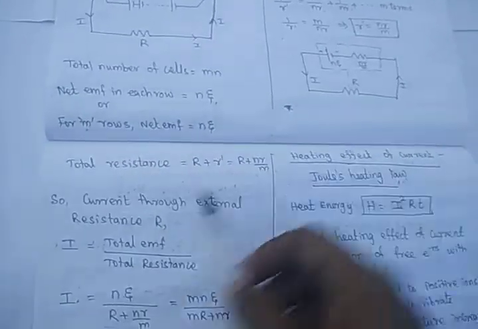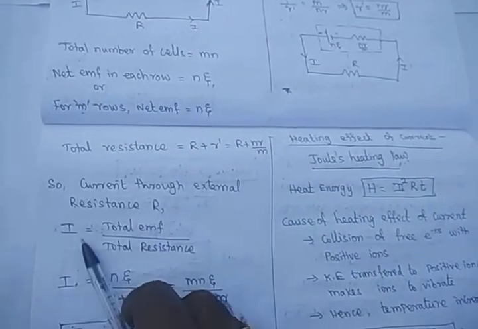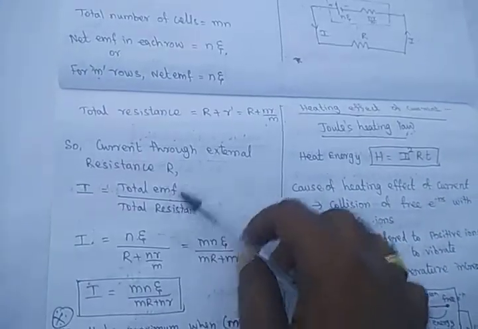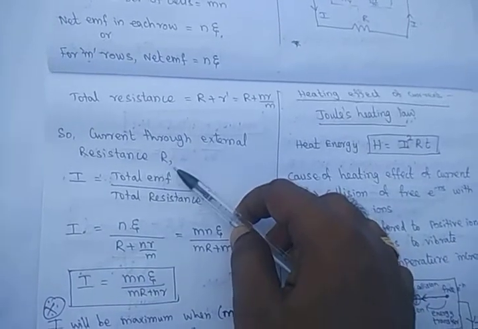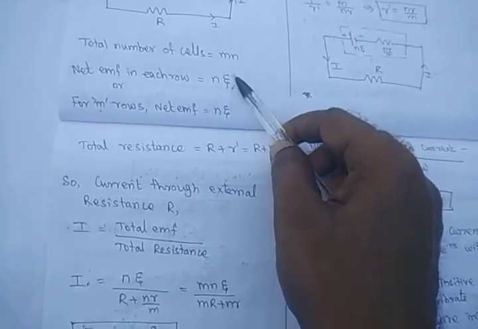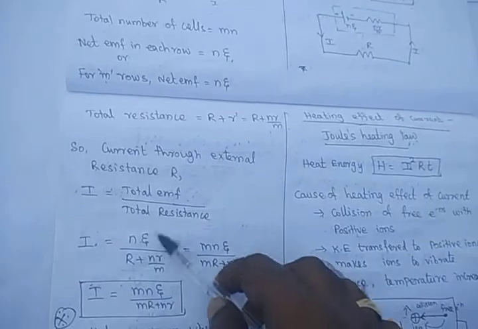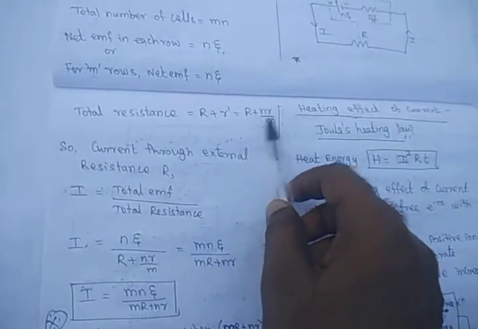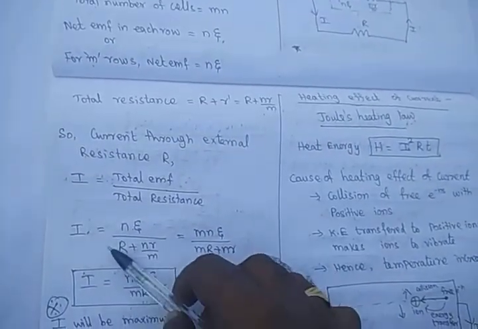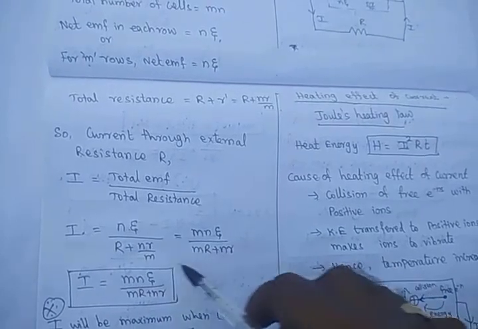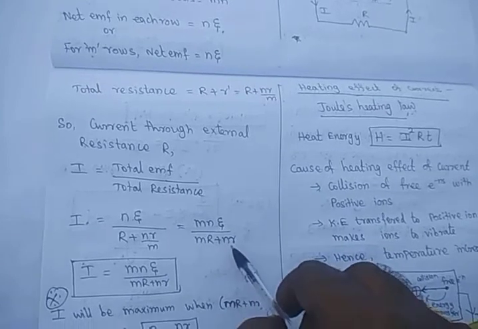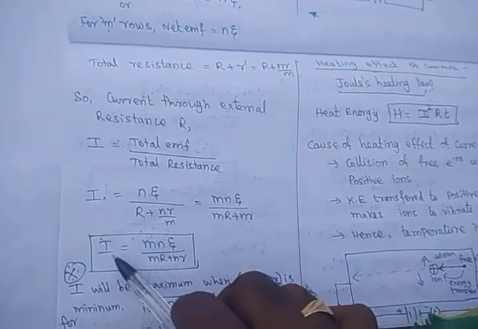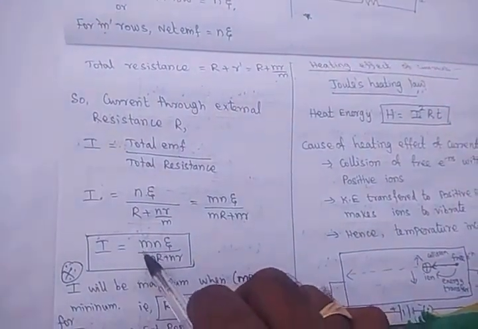The current through the external resistor is I equals voltage by resistance according to Ohm's law, that is the total EMF by the total resistance. The total EMF is nE, and the total resistance is R plus nr by m. So mR comes here, mR plus nr, and m comes to the numerator: mnE by mR plus nr. So the current in this mixed grouping is I equals mnE by mR plus nr.